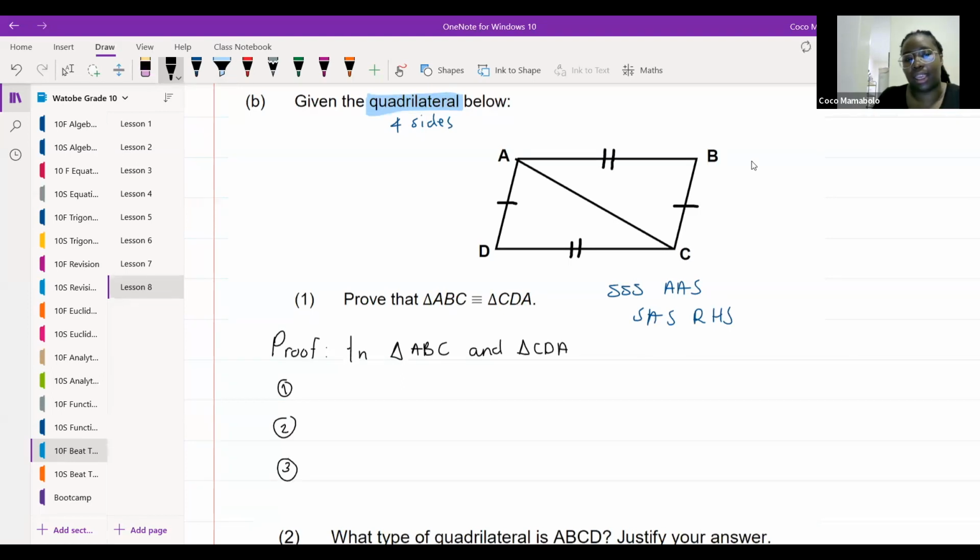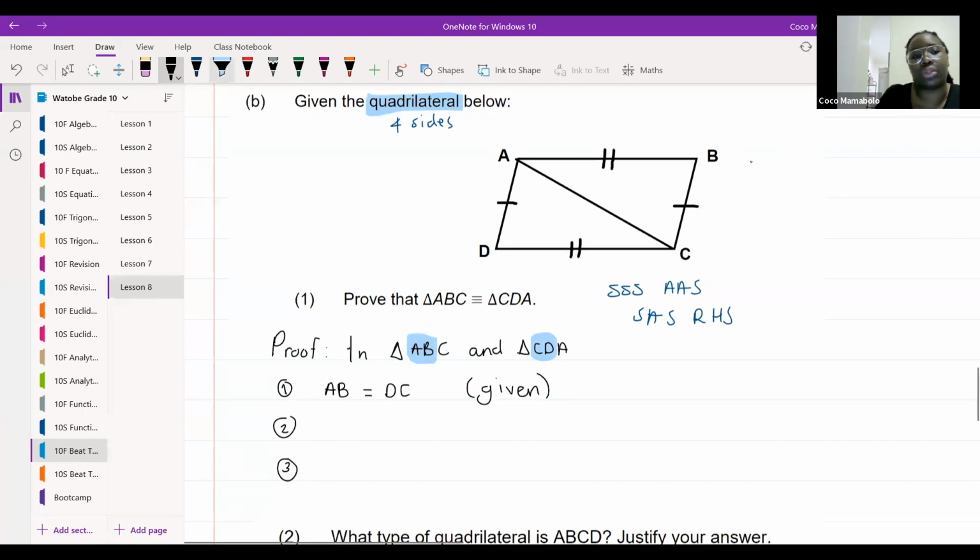I can say AB is equal to which side? Which side is AB equal to? Without even looking at my drawing, what side will AB equal to? DC, good, or CD. There. AB is equal to DC. Okay, this is given. They've given it to us. Well, that's what the lines mean.